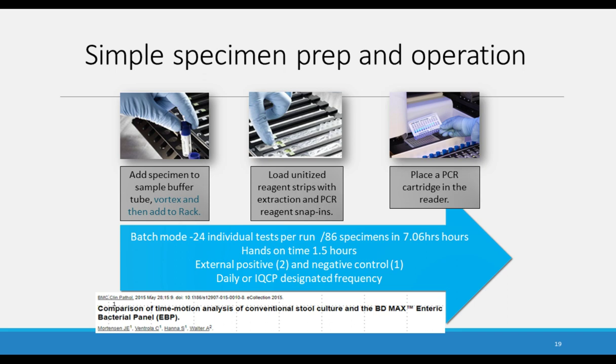You can do batch mode testing, so you can do up to 24 individual tests per run, and you can do 86 specimens in a regular 8-hour workday. The hands-on time for those 86 specimens would only be about an hour and a half. You do not have to run 24 individual specimens. You could run 3 on a run. You could run 12 on a run, but you can run up to 24.